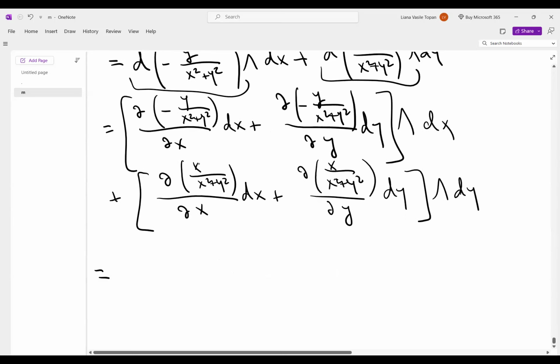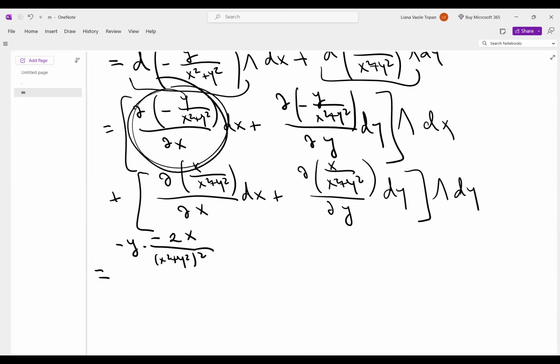we have some partial derivatives here. So with respect to x, I have a negative y over x squared plus y squared squared, times the derivative of the denominator with respect to x, which gives minus 2x, dx. I hope I'm not making mistakes here. Yes, that's correct.